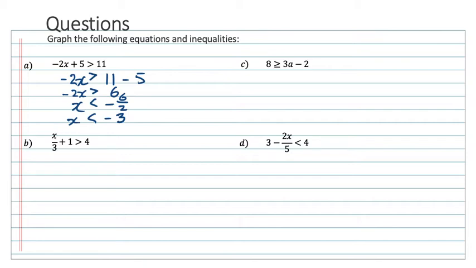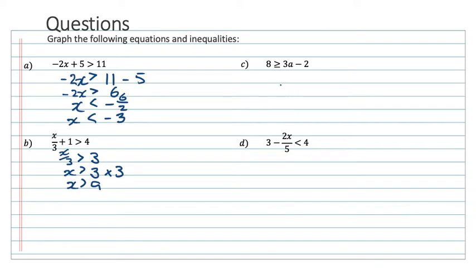Down here, x over 3 plus 1 is greater than 4. Again, I'm going to solve that by isolating the x. So I'm going to take 1 from both sides of this inequality. That will become x over 3. 4 take 1 will be 3. Then to get rid of this coefficient of 3, I'm simply going to multiply both sides of the inequality by 3. So x will become 3 times 3. Thus x is greater than 9.